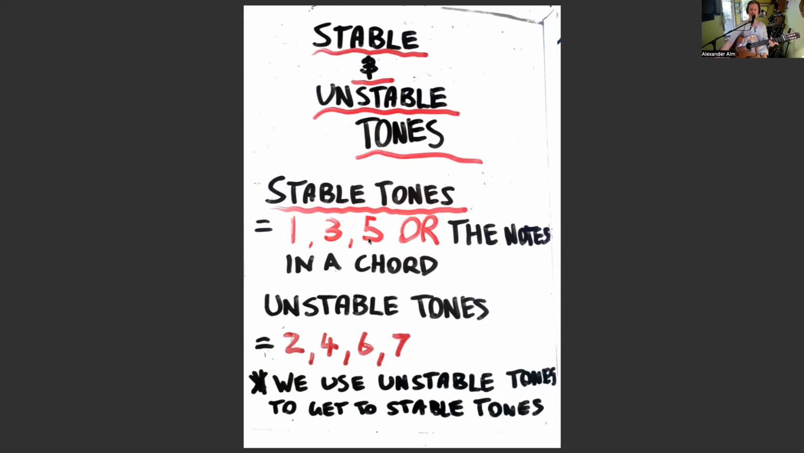And you might notice that some of these stable tones sound more stable than others. In order of most stable to least stable of the stable tones, you've got the tonic, which is the first note. That sounds most stable. The second most stable is the 5th. And the third most stable is the 3rd.